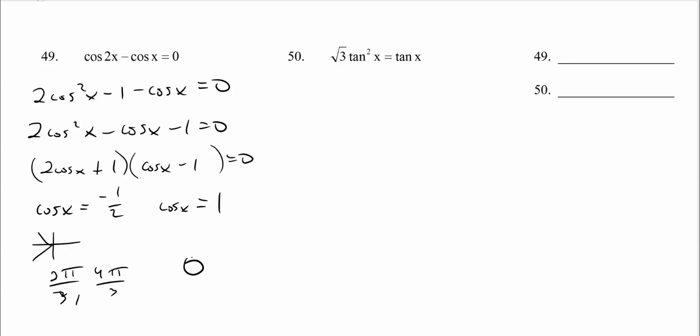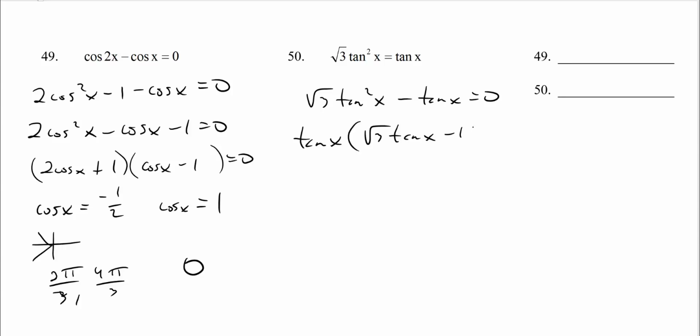Perfect. This one, I'm going to move things over, so I get square root of 3 tangent of x minus tangent of x equals 0. I'm going to factor out a tangent of x. So square root of 3 tangent of x minus 1 equals 0. So I set each of those equal to 0. And I get tangent of x equals 0, and tangent of x equals 1 over root 3 or root 3 over 3.